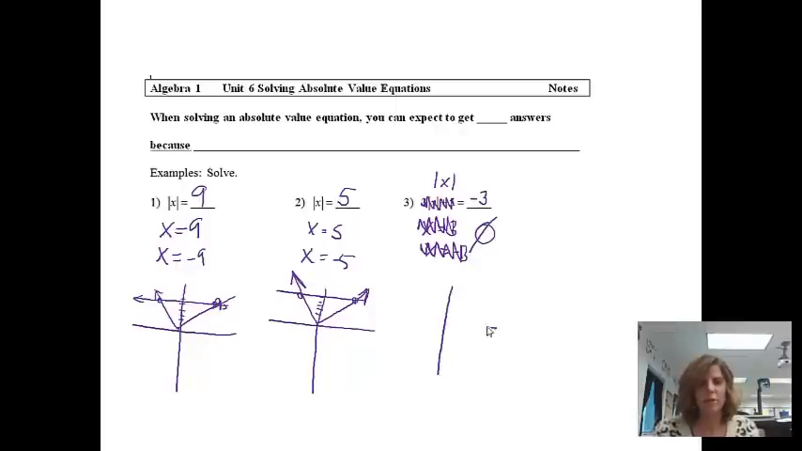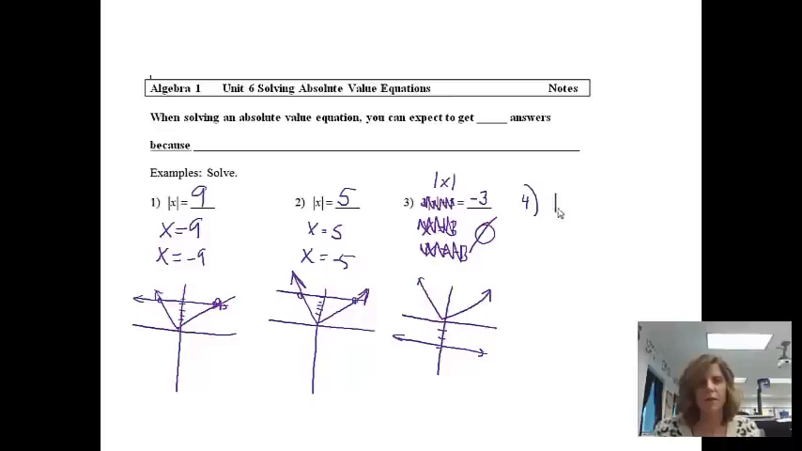And I would like to show you this one graphically. Again, I have my absolute value graph, and over on the right side I have y equals -3, a horizontal line down at -3. Notice those two graphs are never going to touch each other. That's why there is no solution graphically.